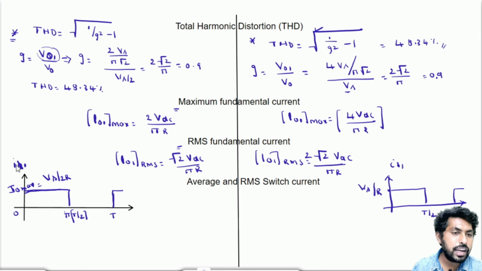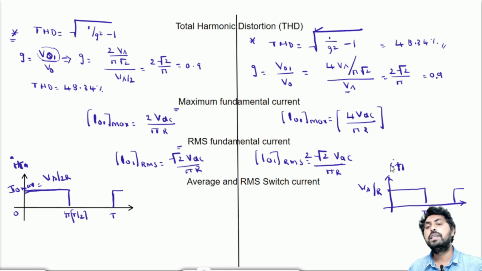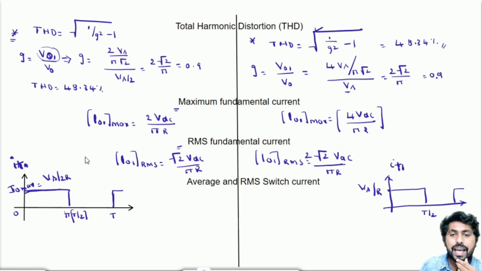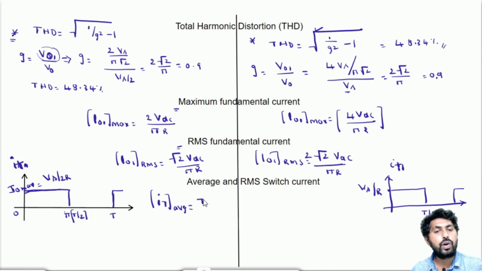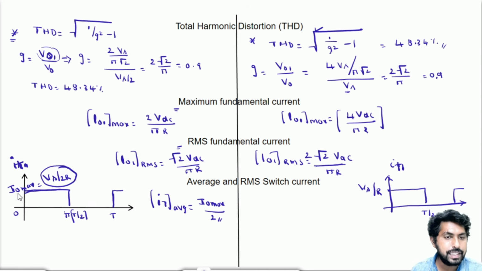So let me call it IT1. Now if I find the average value of IT1, the IT average, we need to find: I0 maximum into T by 2 divided by T, which is equal to I0 maximum divided by 2, where I0 maximum equals Vs by 2R in this case.